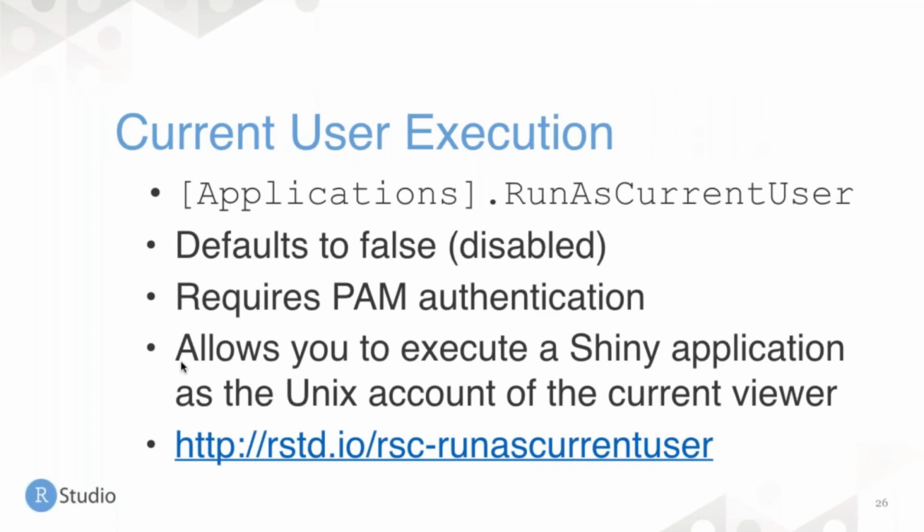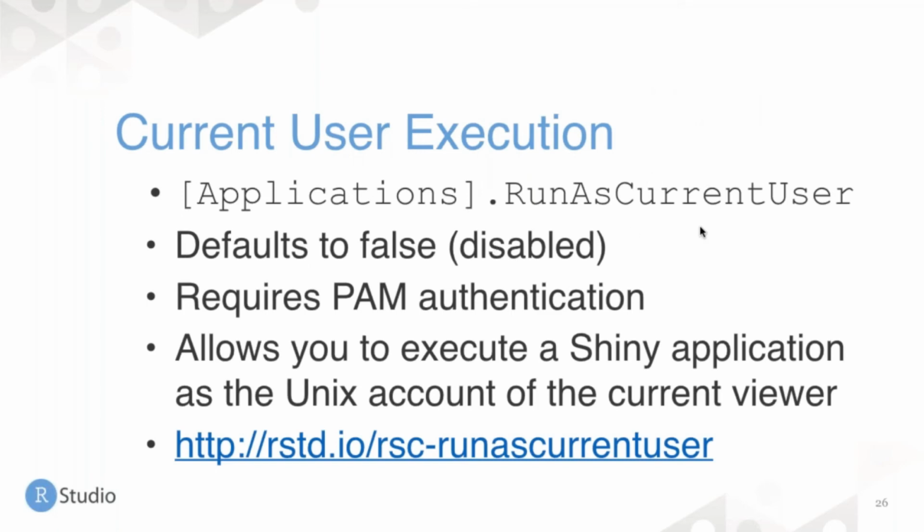You can take this one step further by enabling another setting, which is Applications.RunAsCurrentUser. This does require PAM authentication, and it defaults to false, which is disabled. But if you enable the setting and you're using PAM, then rather than running as a hard-coded user or even a custom hard-coded user, the Shiny application will actually run as the user who is viewing the application.